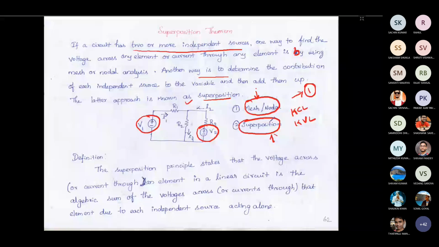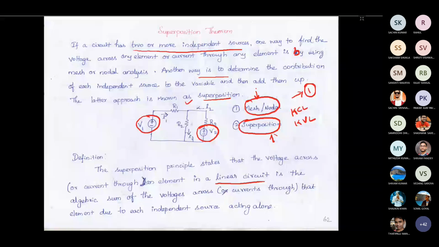Okay, so here this is the proper definition. The superposition principle states that the voltage across or current through any element in a linear circuit, you note down this thing, in any linear circuit, is the algebraic sum of the voltages across or the currents through that particular element due to each independent source acting alone.